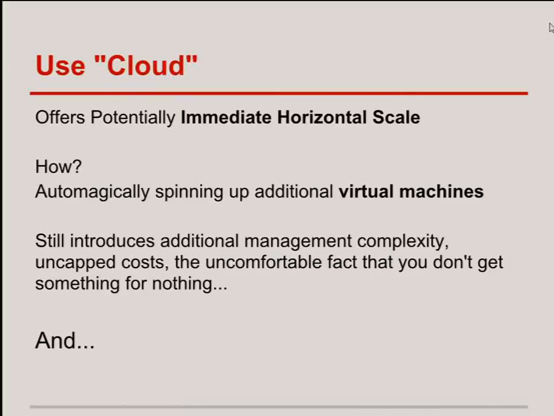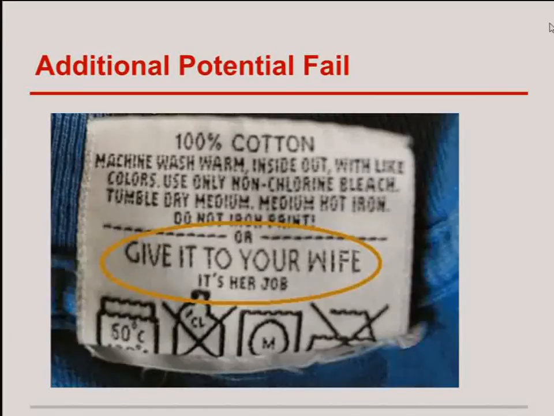It's basically automatically adding virtual machines to your cluster, but you still have most of the management complexity you would get from additional physical machines. You also have to deal with the fact that your cloud has some API that you have to use in order to interact with the machines and so on. It's more and less complexity at the same time. And also you have basically uncapped costs, right? Amazon will keep billing you forever in larger and larger amounts. Right, because you don't get anything for nothing.